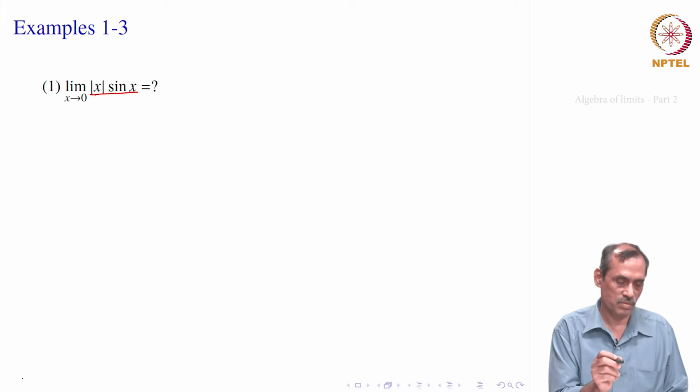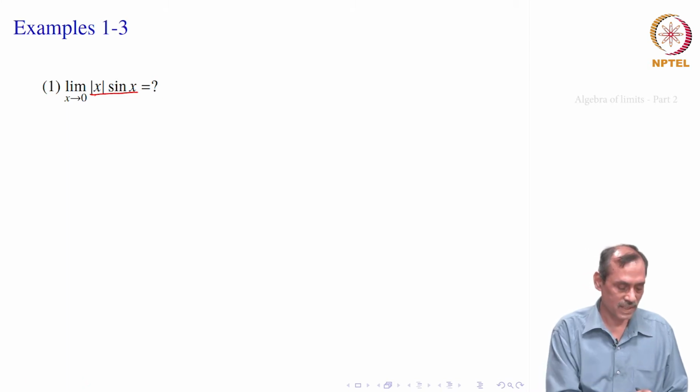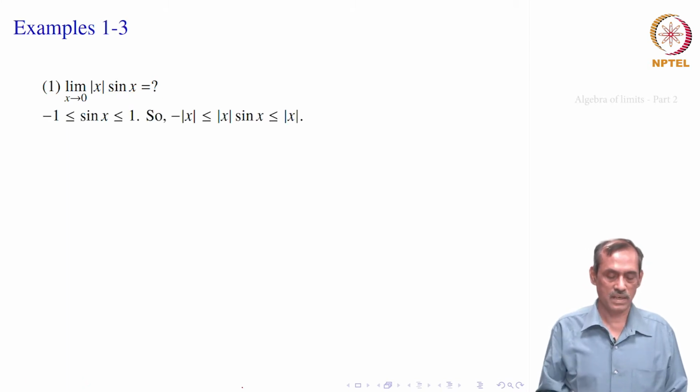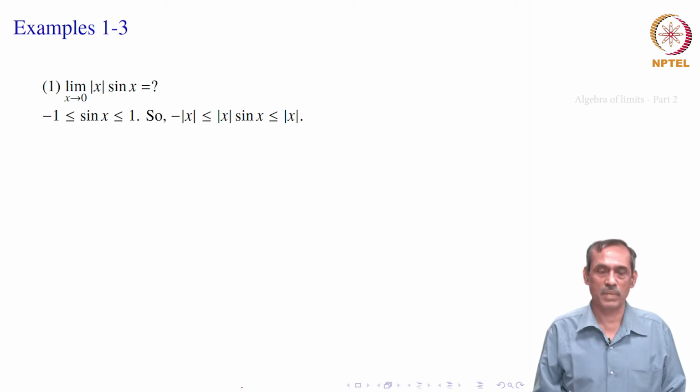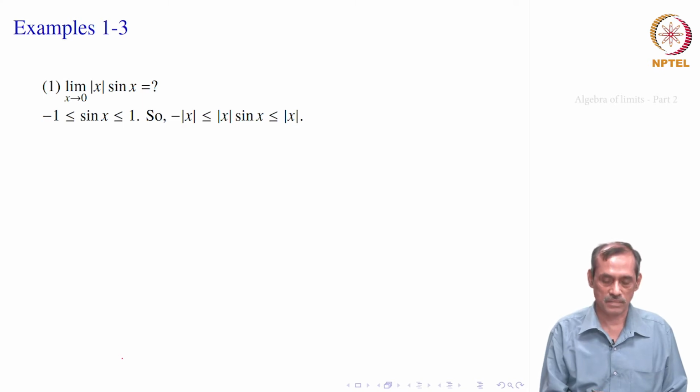We try to estimate this from both sides, thinking of some inequality. Sin x can be maximum 1 and minimum minus 1. So, wherever x may be, minus 1 is less than or equal to sin x less than or equal to 1. If I multiply by mod x, as x goes to 0, it can be multiplied still even if it is 0. So, multiplying by mod x we get minus mod x less than or equal to mod x sin x less than or equal to mod x.